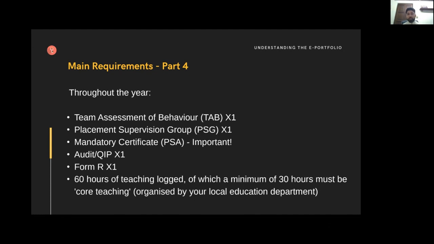You also need to complete an audit or a QIP, also known as Quality Improvement Project. You only need to complete 1 cycle of each. Okay, so you know what an audit is. You have a set standard, and you're trying to assess whether the department meets those standards.